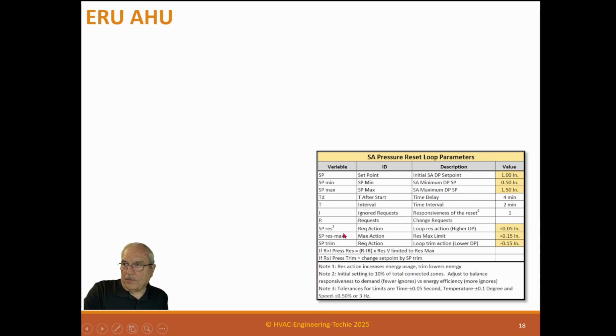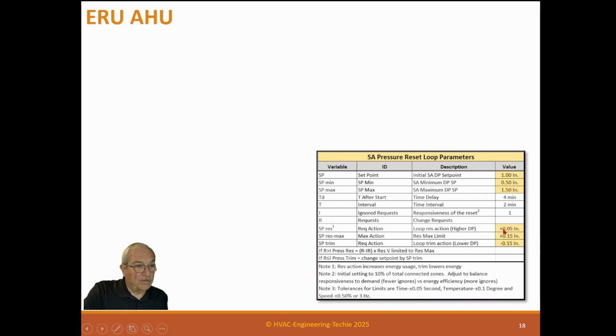R is a change request. SP rise is what we're going to do every time we want to raise the system. So what happens is we collect all the reset requests from the system, and then we subtract the ignores, and we take what's left, and we multiply it times this value, which is SP revised. So if we have 2 of these, we come up and we have a net 2 requests, then we're going to increase the supply differential pressure by 1/10 of an inch, 0.05s.